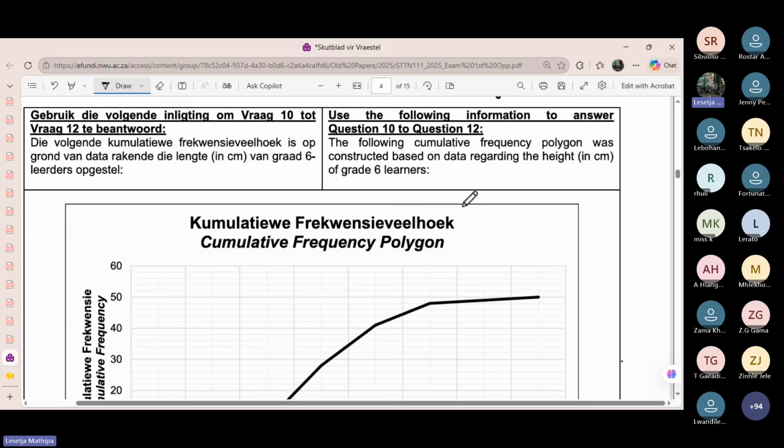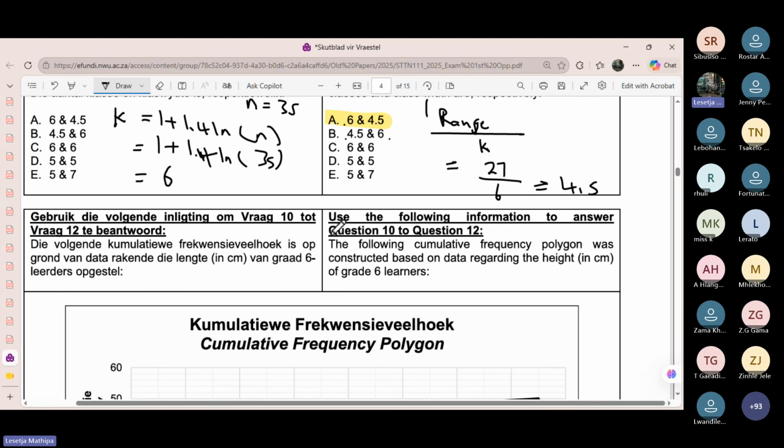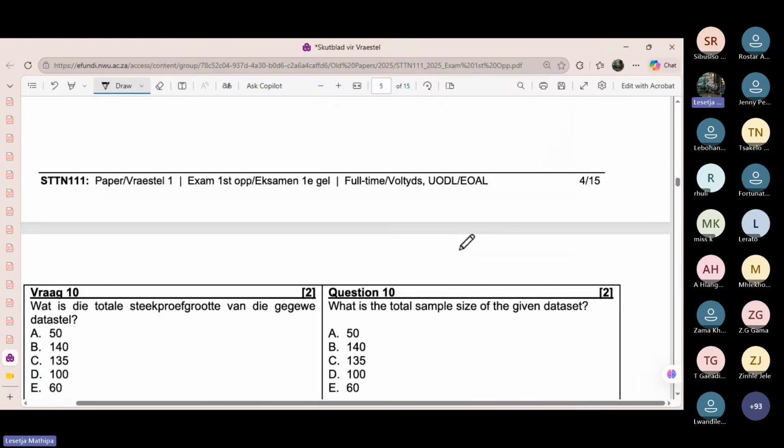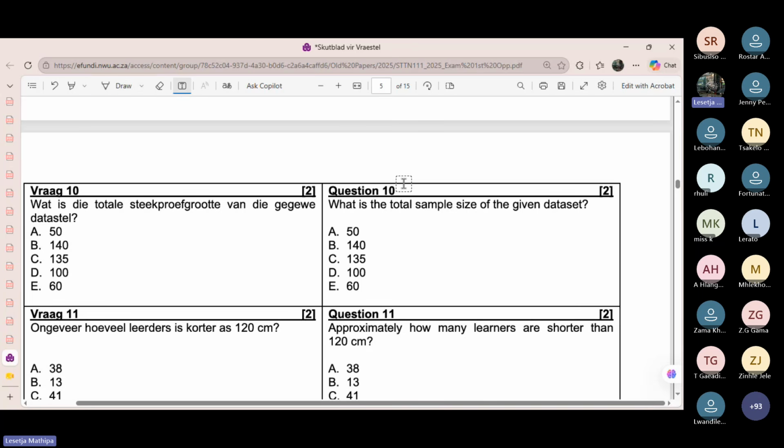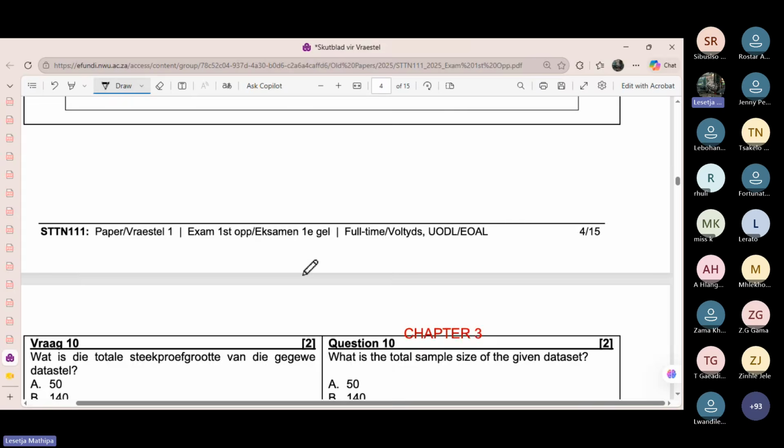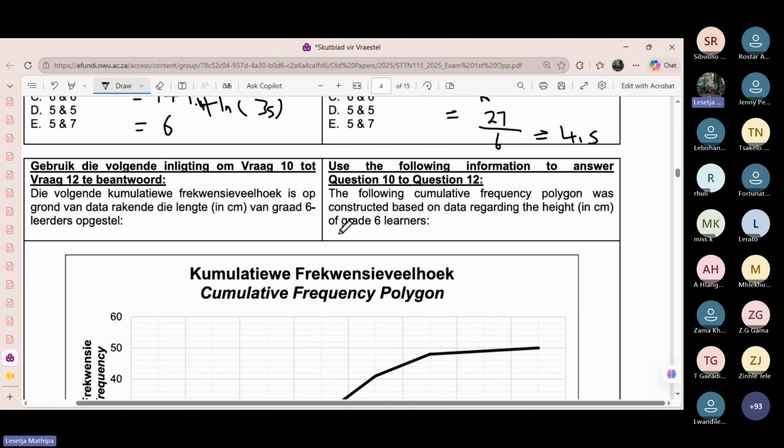Okay, let's go to this one. They say you must use the following information to answer questions 10 to 12. Question 10 is based on chapter 3. They said the following cumulative frequency polygon was constructed based on data regarding the height in centimeters of grade 6 learners.